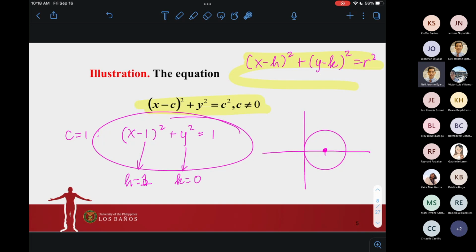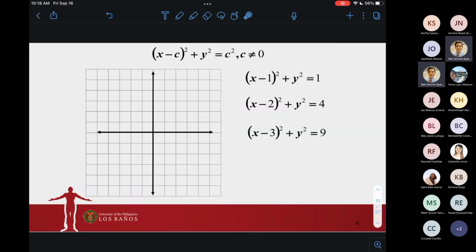Okay. Actually, C can be negative din pala, kasi C squared pala yung nandito. So the better description here is that this is the family of circles with center at (C, 0) and radius the absolute value of C, right? So some more examples, right? I have here a bunch of representatives of this family. The first one is what we saw earlier, C equals 1.